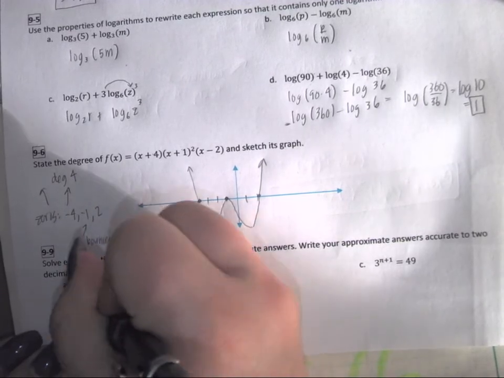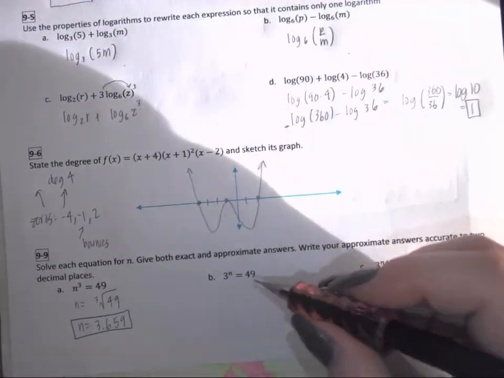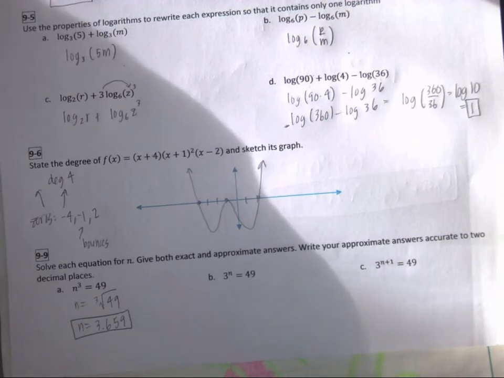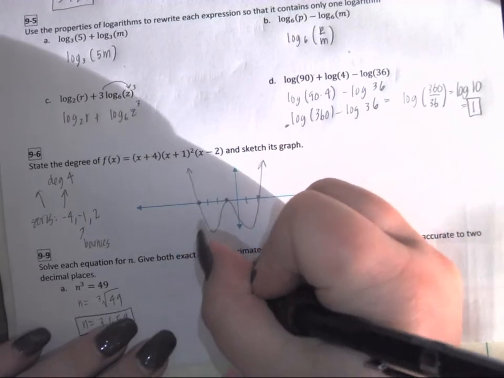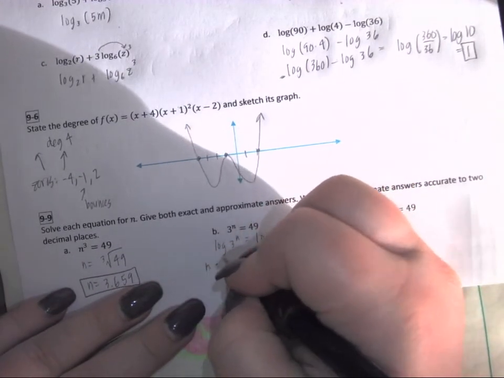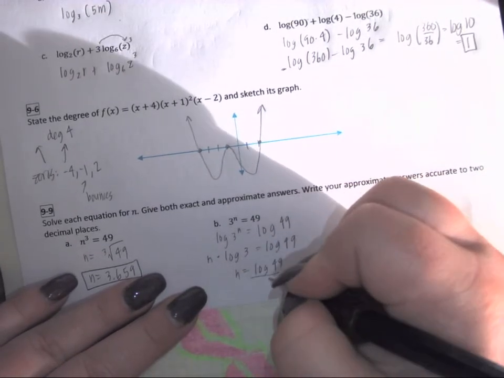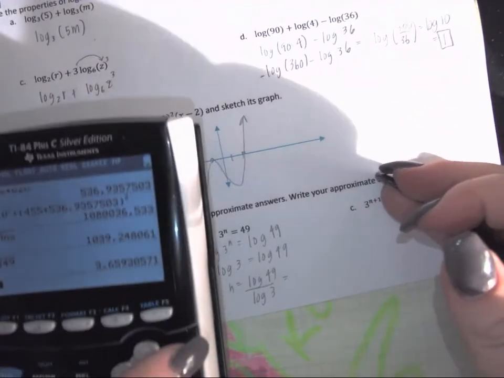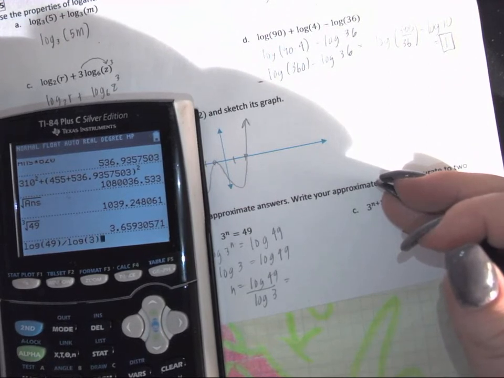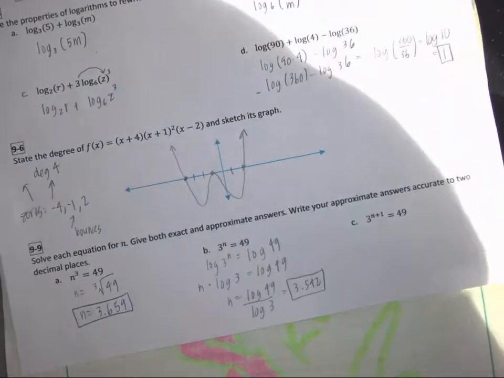And then here, if n is an exponent like these ones, and you cannot make the numbers have the same base, like 3 and 49 are not powers of each other, then you need to use logarithms. So you do log 3 to the n is log 49. Then you bring down the n. So n equals log of 49 over log 3, which you do on your calculator. 3.542.